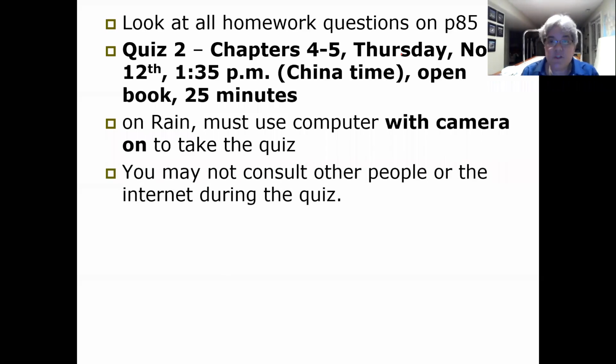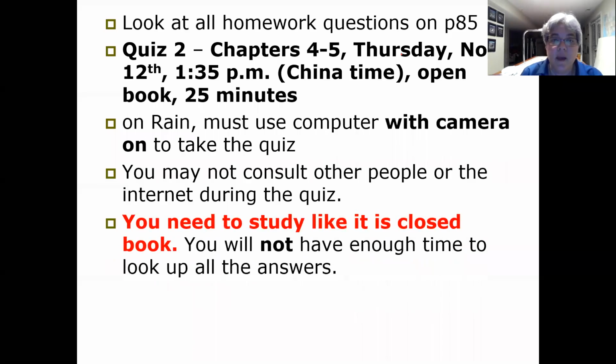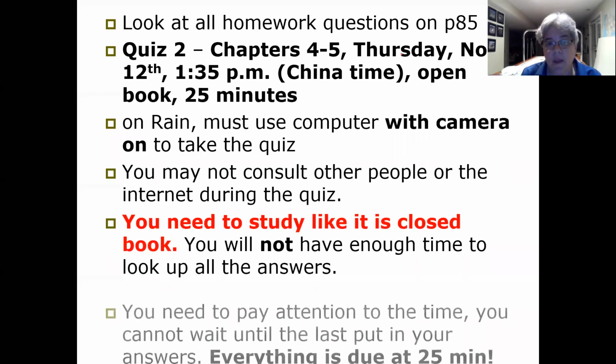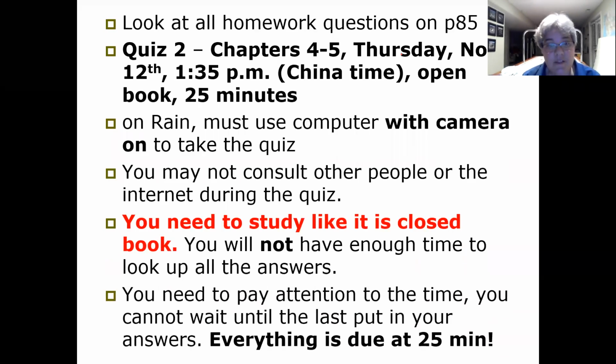As always, for a quiz, you should not consult other people or the internet. You can use all your books, all your notes, but you shouldn't use anything beyond that. Again, you need to study like it's closed book. You do not have time to go find all the answers. And you need to make sure you pay attention to time. You can't decide, oh, later I will go answer the questions. Answer them as you go, and then if you have extra time, you can go back and change them. But if you wait till the end and your time is up and you turn in a blank quiz, then you get a 0. So pay attention to time.